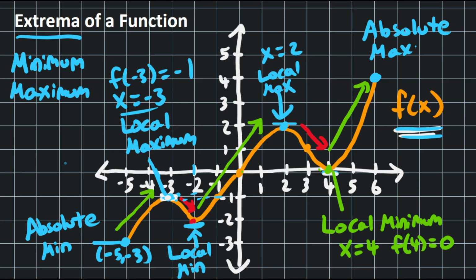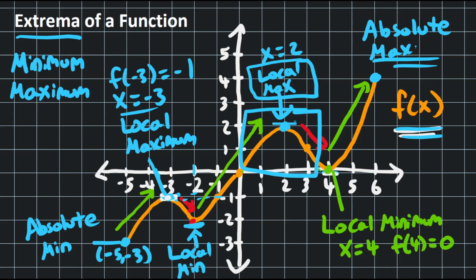There are the local minimum and local maximum values, and there is the absolute minimum and absolute maximum. What makes this local maximum right here local is that it is a maximum only relative to where it is, but it's not the absolute maximum. The absolute maximum over here is the highest value in the entire function, not just the highest value relative to its position, in its area.